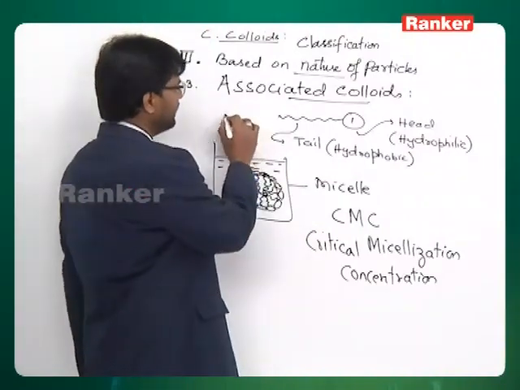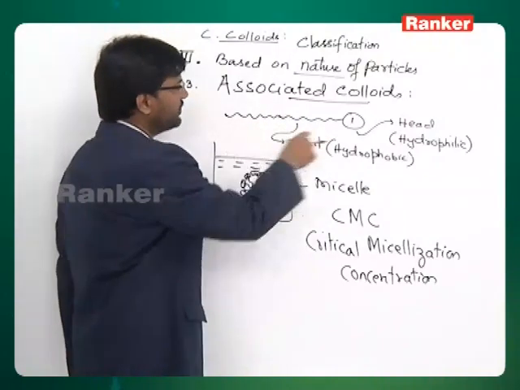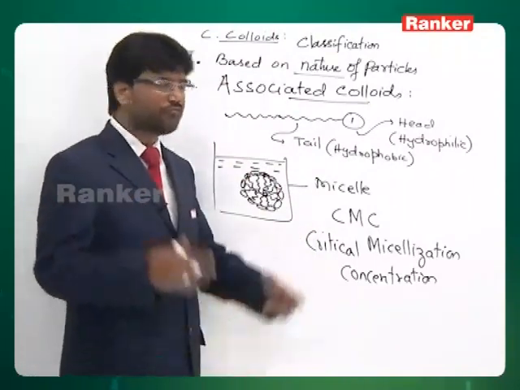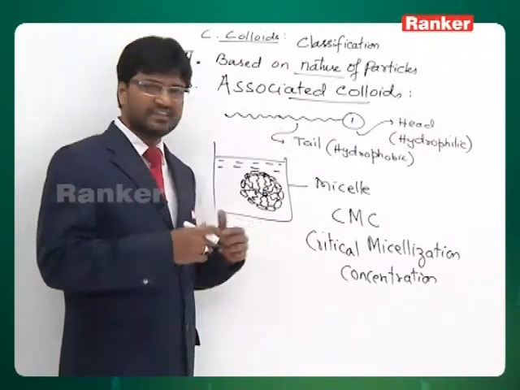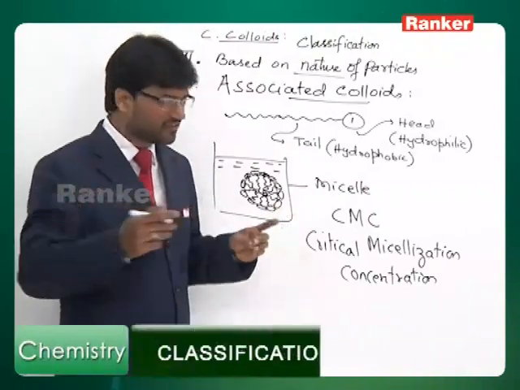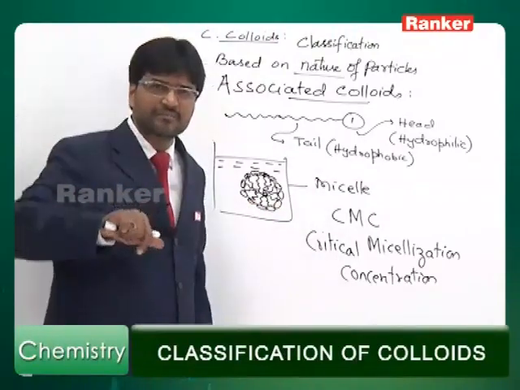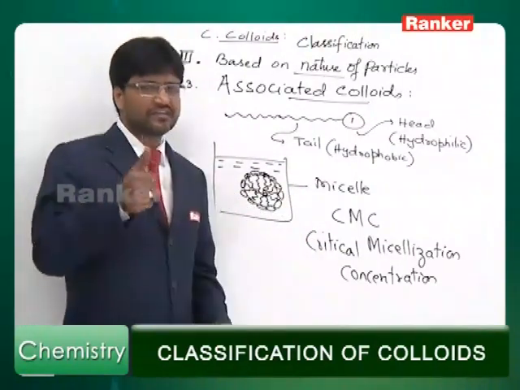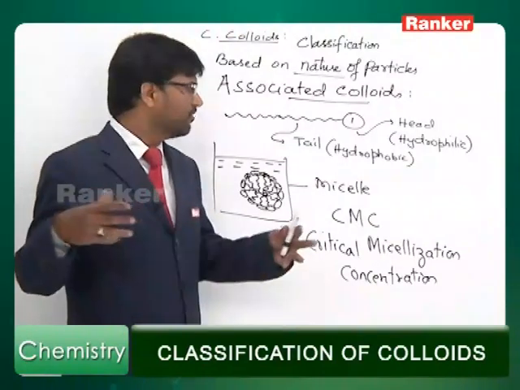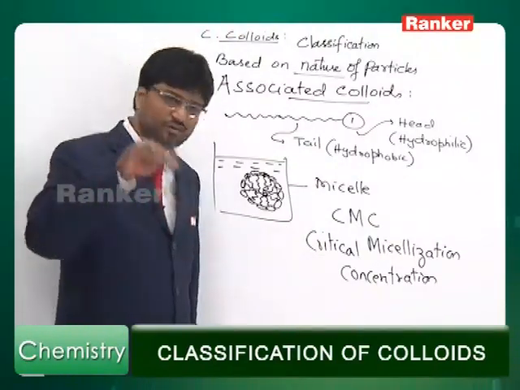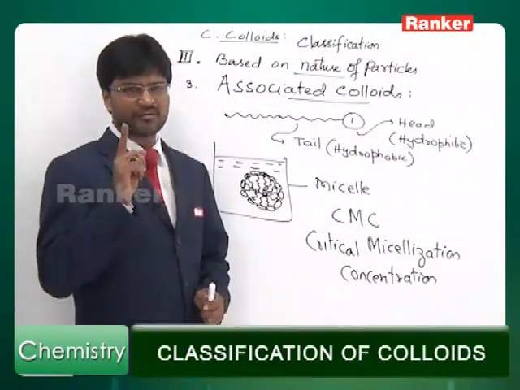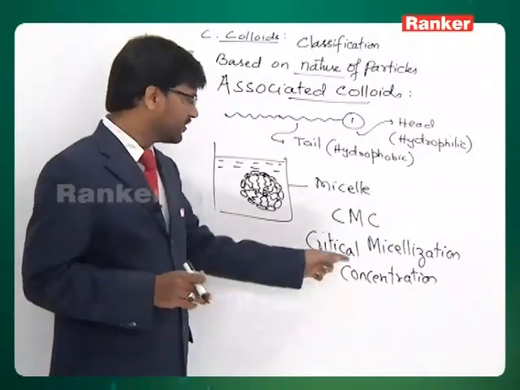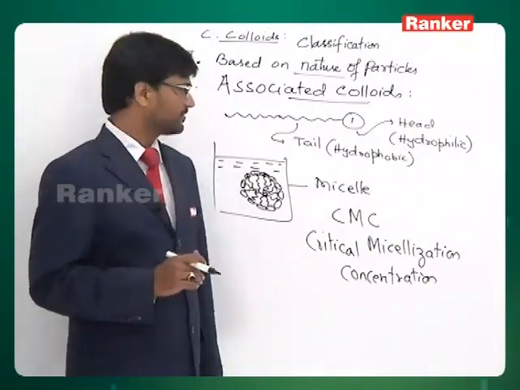Here, remember, if the tail is very long, then the hydrophobicity of the particle will be more. So such a particle will be more desperate to form micelles. So as the tail length increases, as the chain length increases, the CMC decreases, because as the chain length is increasing, hydrophobicity of the particle is increasing. The particle becomes more and more desperate to form micelles. So it can form micelles even at low concentration. So as carbon chain length increases, CMC decreases. CMC stands for critical micellization concentration.